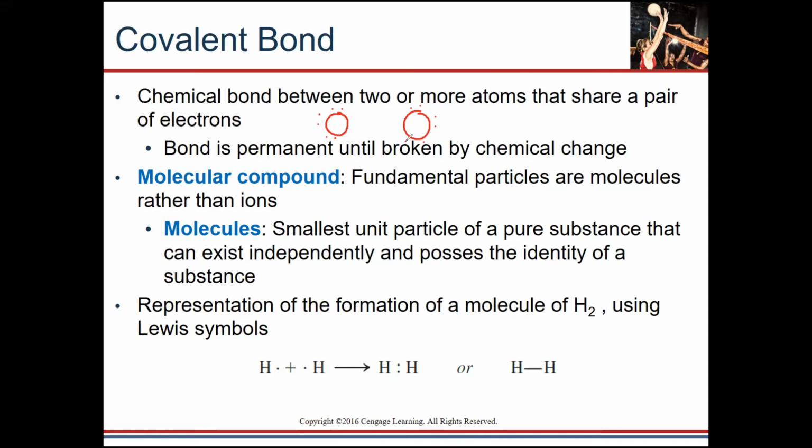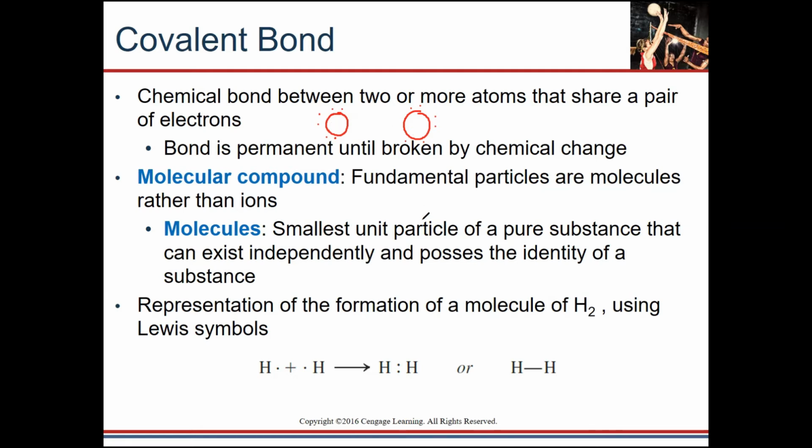Are you sure? Oxygen has 6 valence electrons, right? Always remember, go to the period where the element is, and then just count the s and the p electrons until you get to that element. So oxygen has 6 valence electrons.